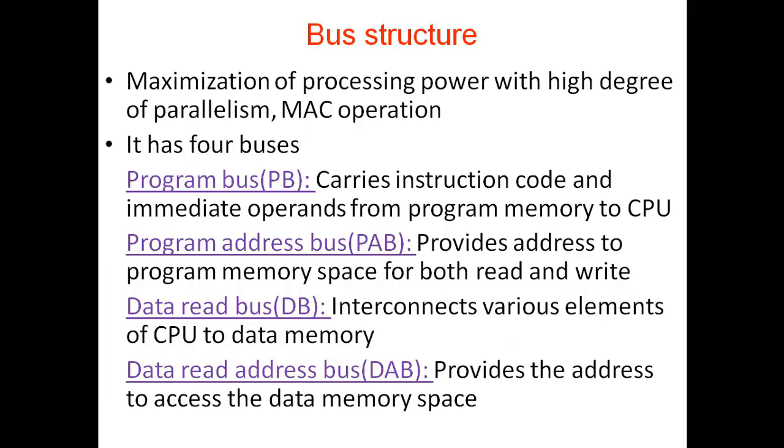Bus structure: maximization of processing power with high degree of parallelism and MAC operations. It has 4 important buses. Program bus carries the instruction code and immediate operand from program memory to CPU. Program address bus provides the address to the program memory space for both read and write.